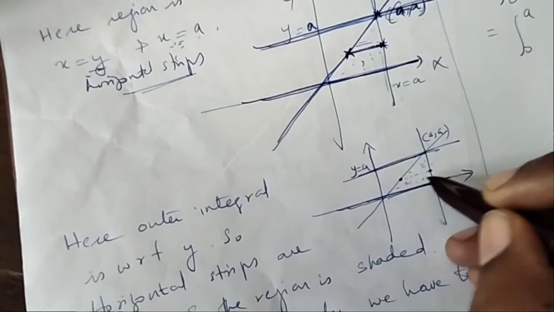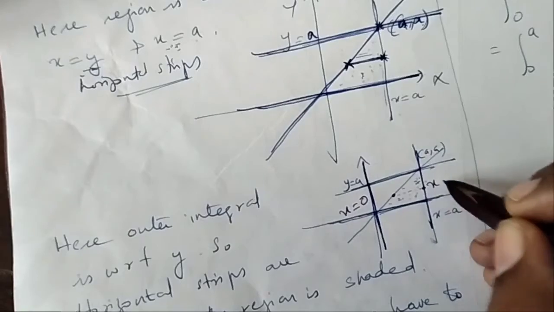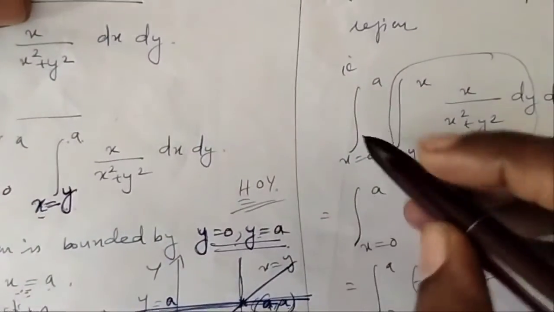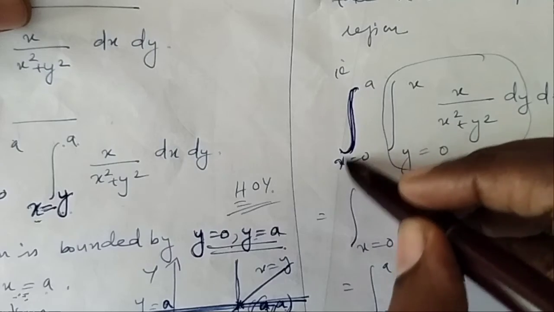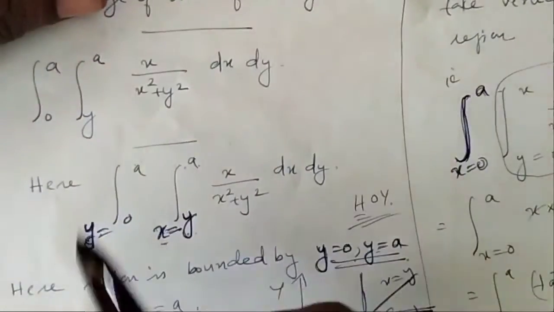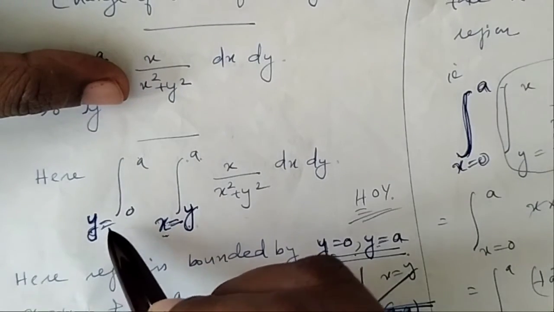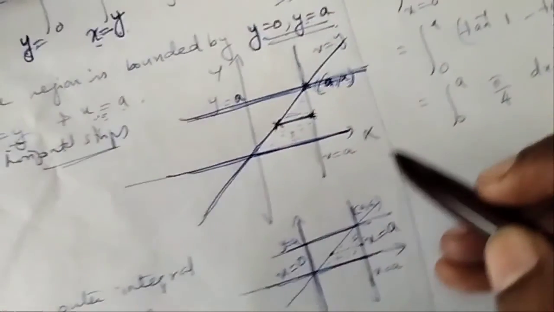That is, we have to draw vertical strips in the same region. This same region, in the vertical direction: which are the vertical lines at the extreme? These two lines, that is, x is equal to 0 and x is equal to a. So that is the limit for x. The outer integral limits for the changed integral are x is equal to 0 to a. So we have changed the given integral, in which the outermost integral is with respect to y, to the outermost integral with respect to x. Then what is the limit for y?